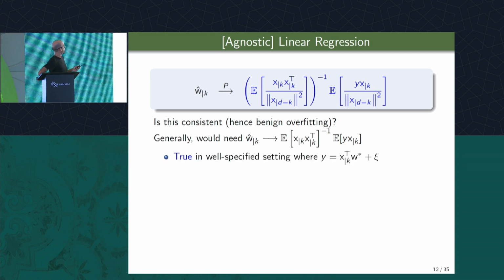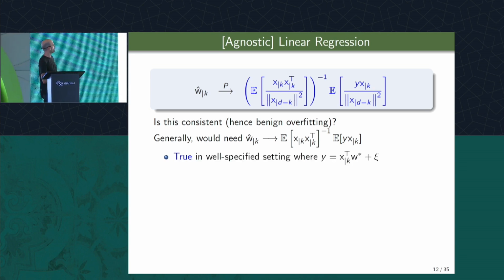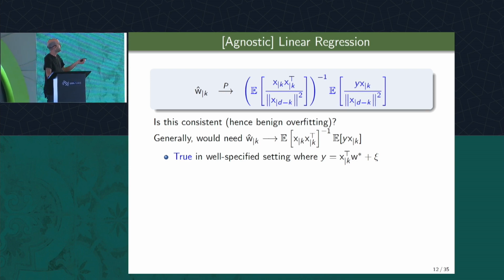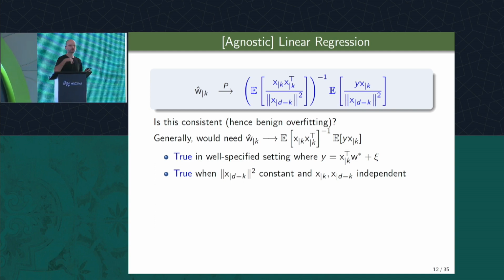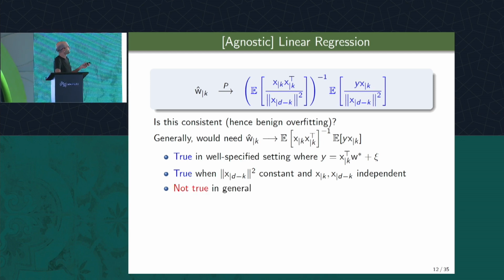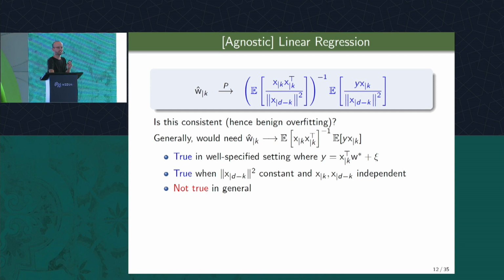So actually, there are special cases where this is true. So for example, when we are talking about well-specified linear regression, both of these boil down to the first k coordinates of w star, which is the thing you would want to converge to. Also in some other special cases, like if the norm of your d minus k coordinates is a constant and you have some independence properties. But, in general, there is no reason to expect that this expression and this expression will be the same. And if they are not the same, you do not have consistency. You do not have benign overfitting. So in some sense, benign overfitting in regression becomes very brittle once you move away from a well-specified setting.